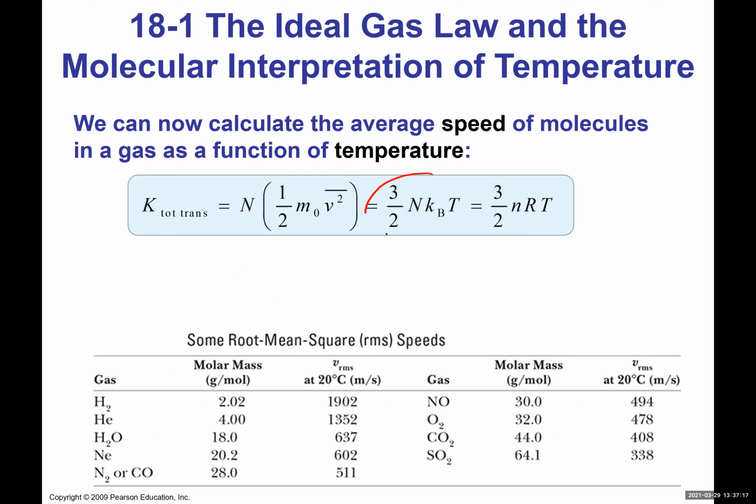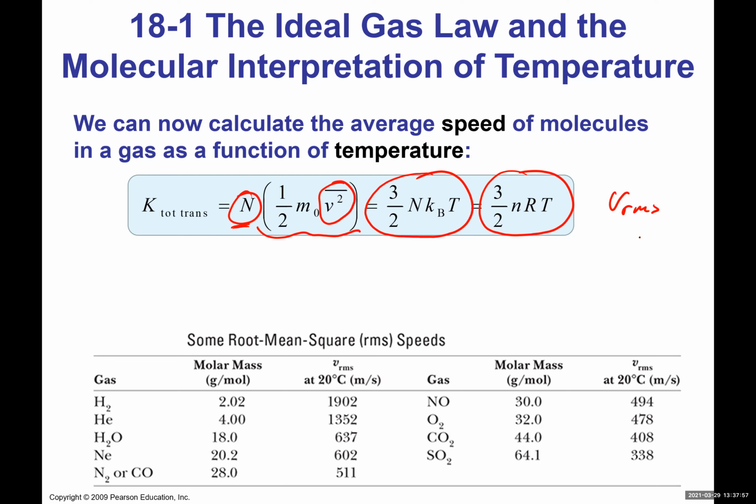You can see there are two versions of the total translational kinetic energy. Try not to confuse the total translational kinetic energy with the average translational kinetic energy. There's a factor of n. This is the average, and the total is n times that average. All right. So one of the things we have here is, in this equation there's a v average squared, and we can then look at what we call the root mean square speed, v_RMS.